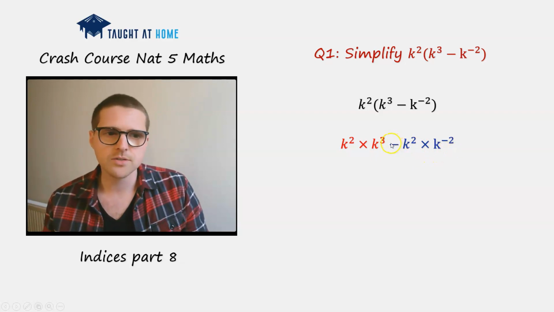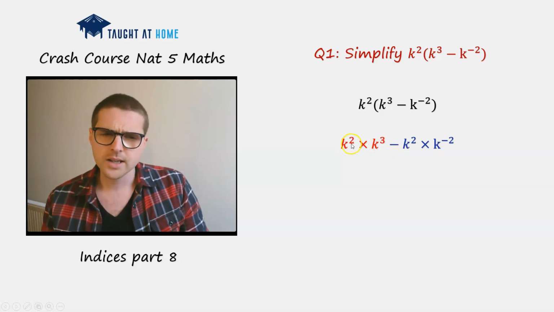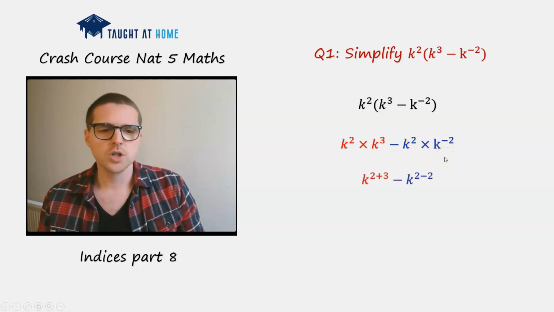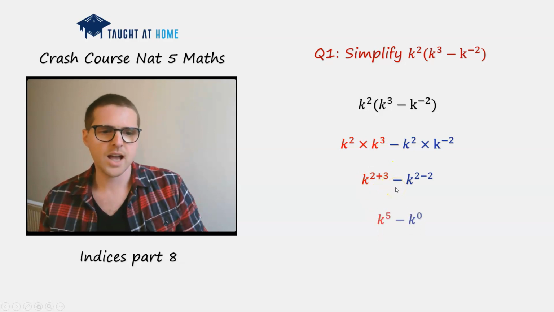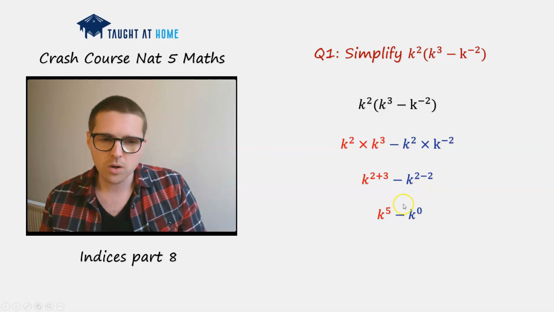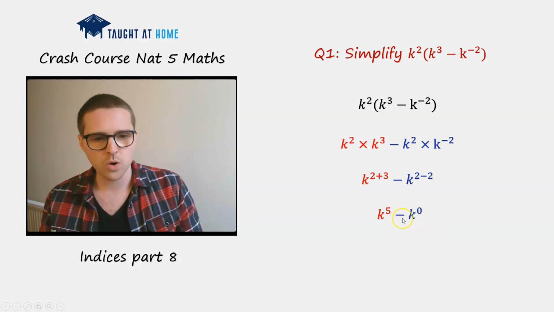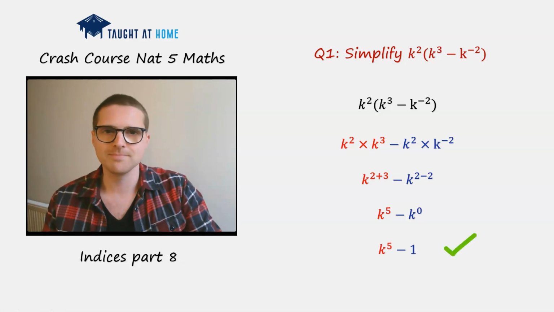So we're going to be using 2 different laws. We're going to be using the first law here. So k squared times k to the power of 3, we're going to add these two up. And we're going to do the same here, k squared times k to the power of -2. Just like that. So this becomes k to the power of 5, and that becomes k to the power of 0. Do you remember what this is? Remember, anything raised to the power of 0 is 1. So this comes to k to the power of 5, take away 1.